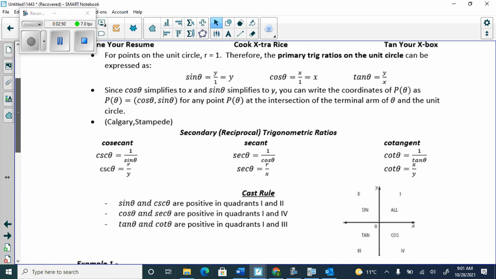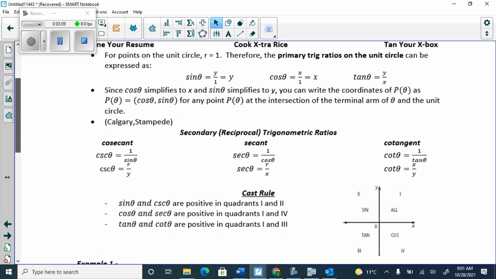Cos is x, sine is y. Now we have the secondary trig ratios. The key way to remember this is that the c goes with the s and the s goes with the c. So cosecant goes with sine, and secant goes with cos, because c doesn't go with c and s doesn't go with s. And then cotangent goes with tan because it has tangent in it. That one's kind of a giveaway.